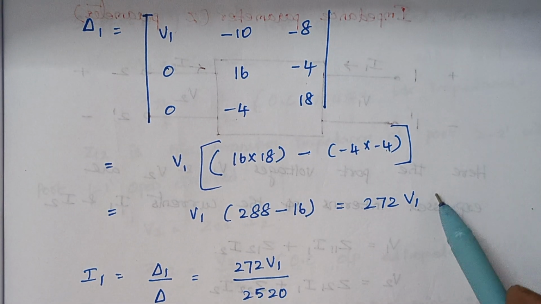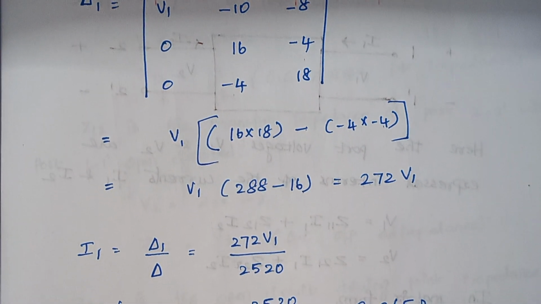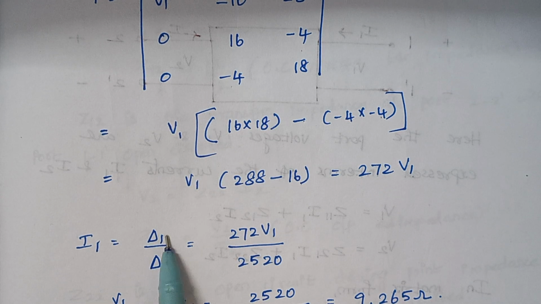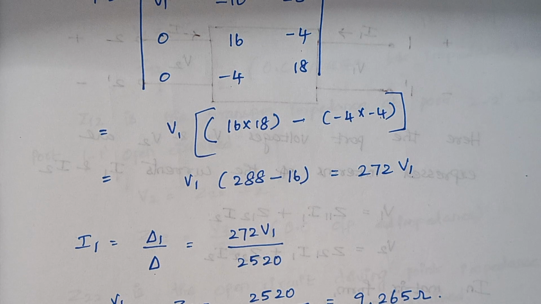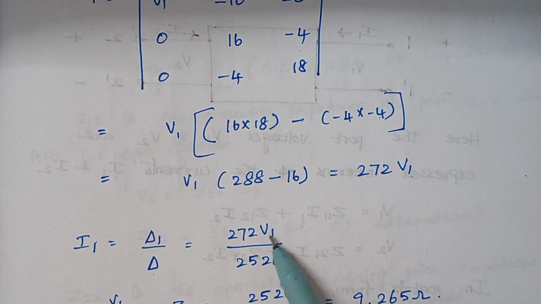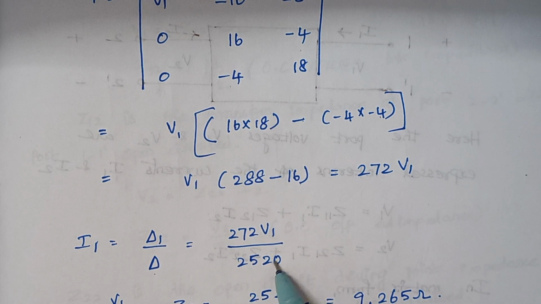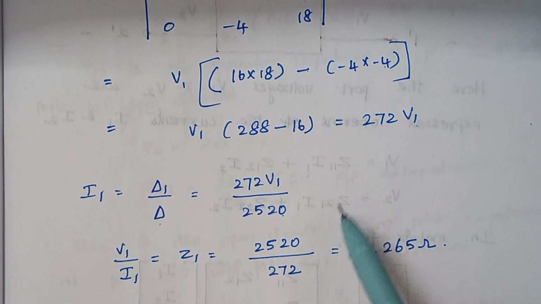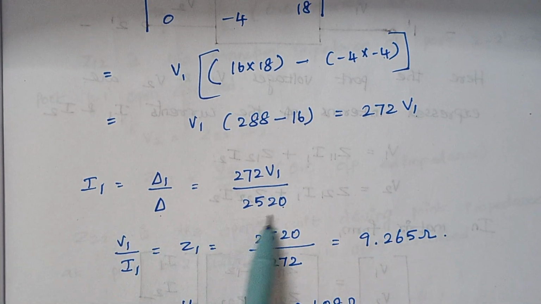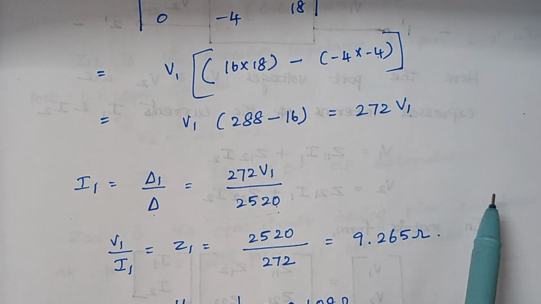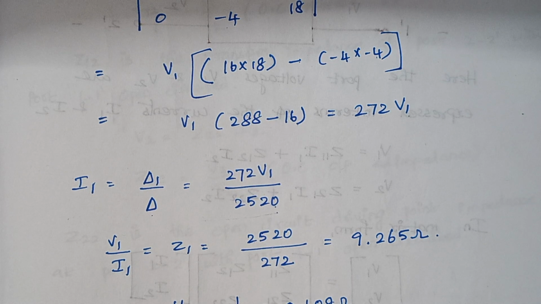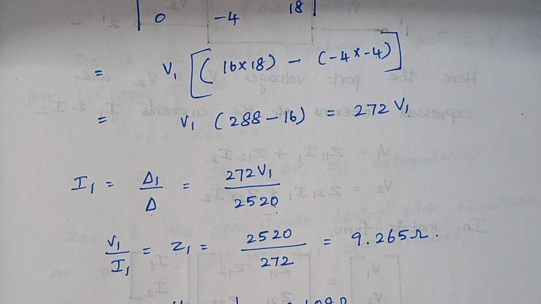Right. Now we are going to find I1. So I1 is nothing but del 1 by del. So we know the value of del 1, and we had already calculated the value of del. So just substitute it here. So here we are getting the answer as, okay, let this remain as such. Right. What we need actually is admittance. Now we are going to calculate the impedance, and then we are going to proceed with the admittance value.